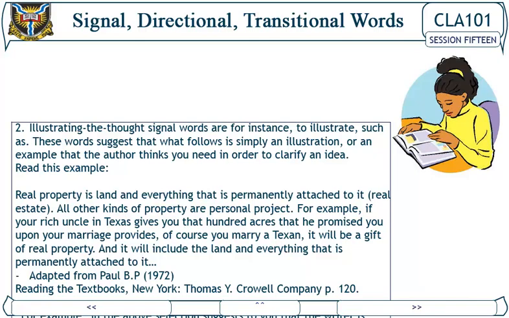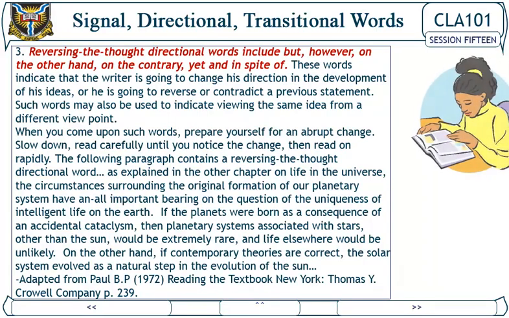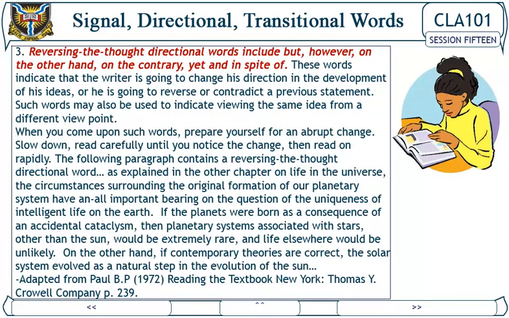Crowell Company, page 120. For example, in the above selection, suggests to you that the writer is about to make his thoughts more explicit. He wants you to understand exactly what he means by real property. 3. Reversing the thought. Directional words include but, however, on the other hand, on the contrary, yet, and in spite of.